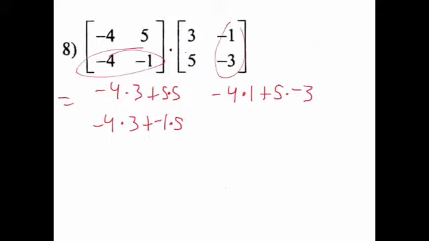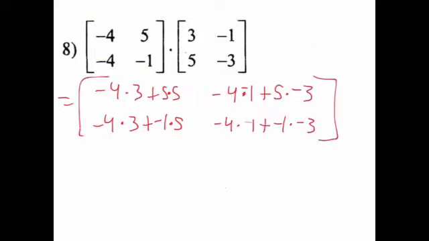And then second row times second column, I'm going to get negative 4 times negative 1. That should be a negative there. And then add negative 1 times negative 3. And here's my matrix where none of the calculations have been done yet. We're going to do them now.